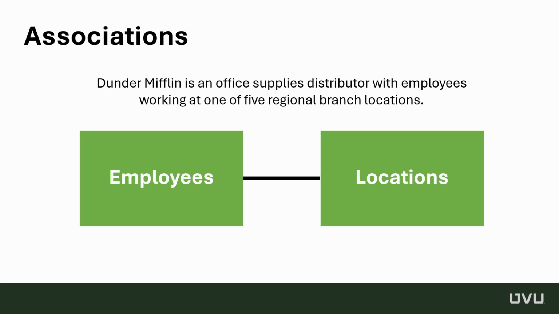Here we have a specific example. Dunder Mifflin is an office supplies distributor with employees working at one of 5 regional branch locations. Now, it's important to note that associations work in 2 directions, and you need to be able to describe how one unique instance of a class could associate with instances of the other. And this is going to depend on how the company does business. Given the information above, we see that any given employee works at one and only one location at a time.